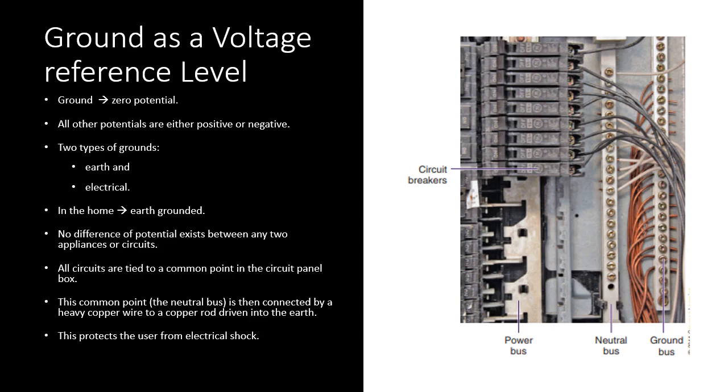All circuits are tied to a common point in the circuit panel box, circuit breaker or fuse box, as in figure. This common point, the neutral bus, is then connected by a heavy copper wire to a copper rod driven into the earth or fastened to the metal pipe that supplies water to the home. This protects the user from electrical shock in case of a faulty connection.